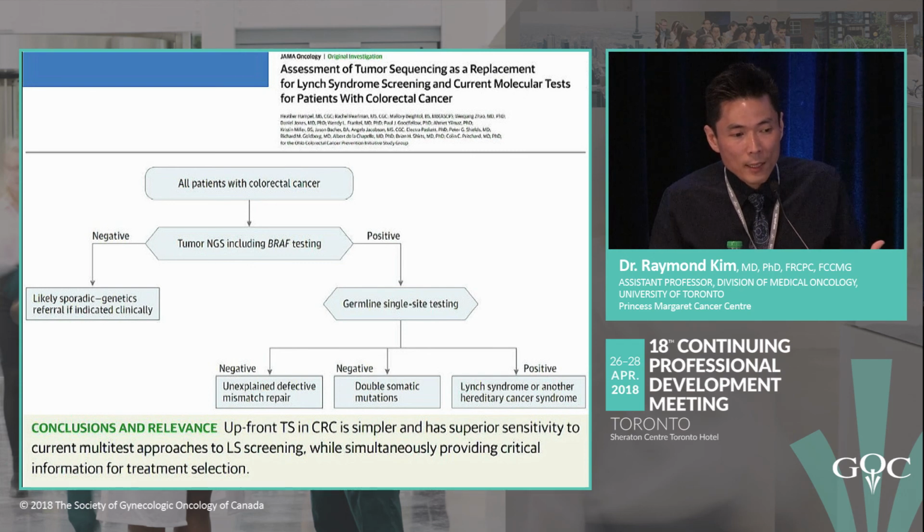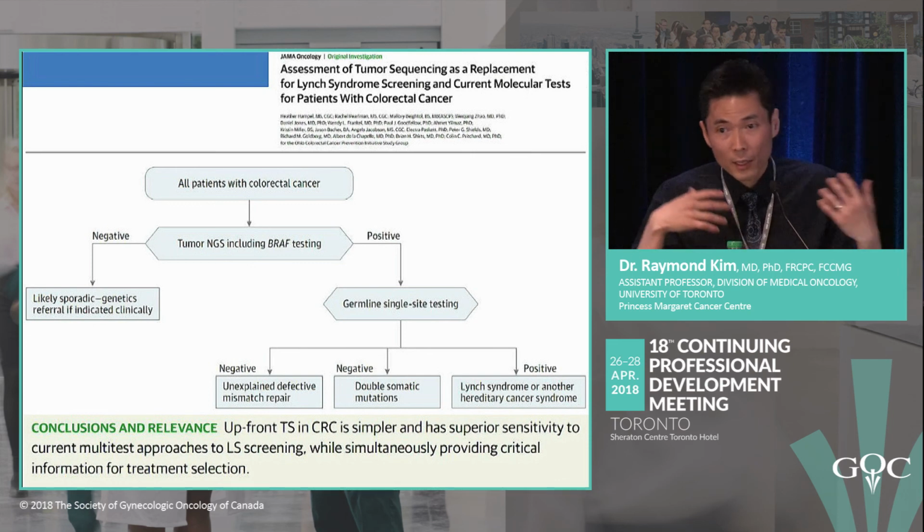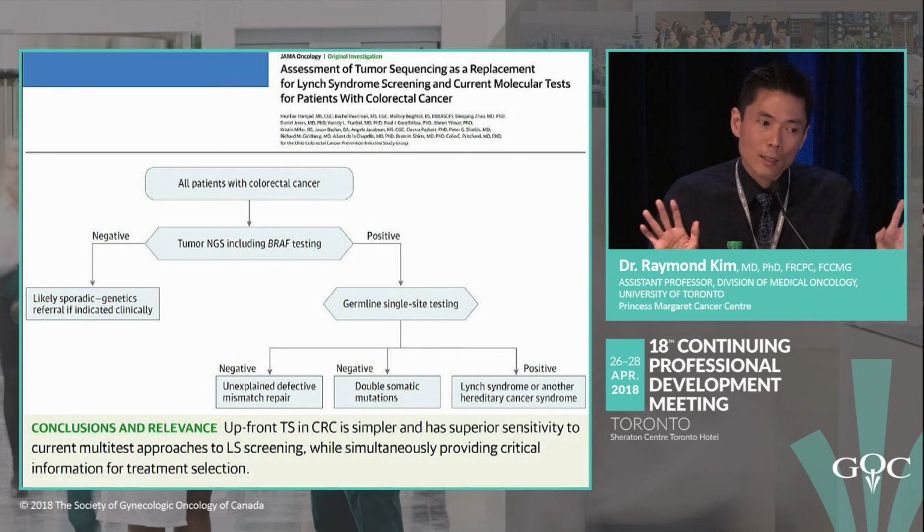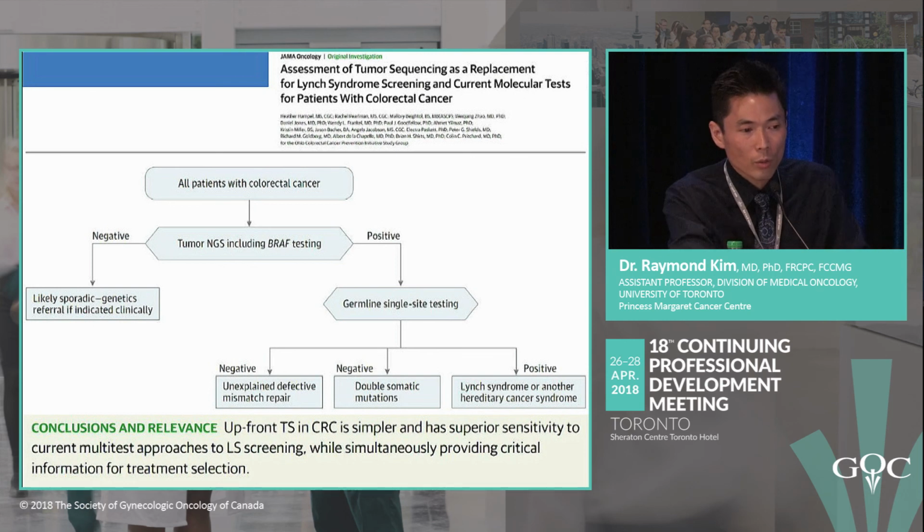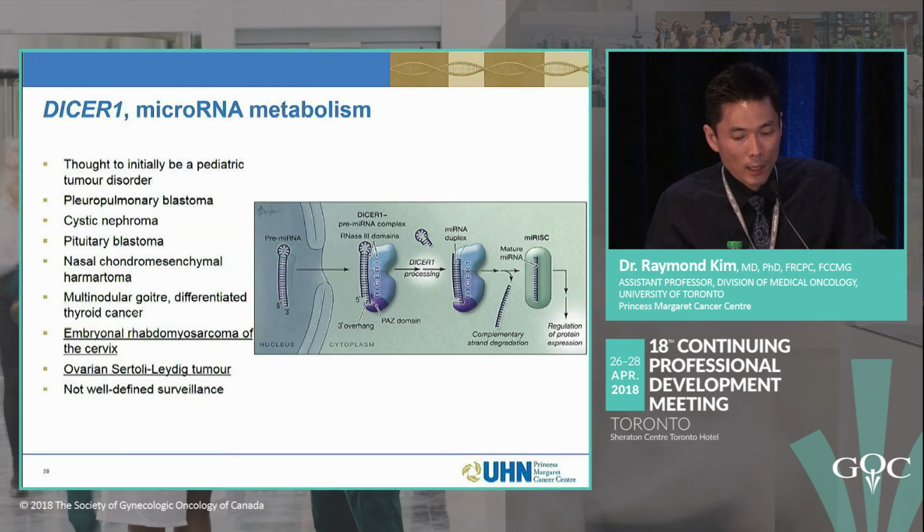So what they did is they did upfront tumor sequencing in colorectal cancer, and they found it had superior sensitivity than the current convoluted way that we do it right now by doing immunohistochemistry, then germline testing, then tumor testing, et cetera. They say just do NGS on the tumor, and this is becoming an economic reality right now. And this may be where ovarian cancer will be moving, and endometrial cancer may be moving in Lynch syndrome.